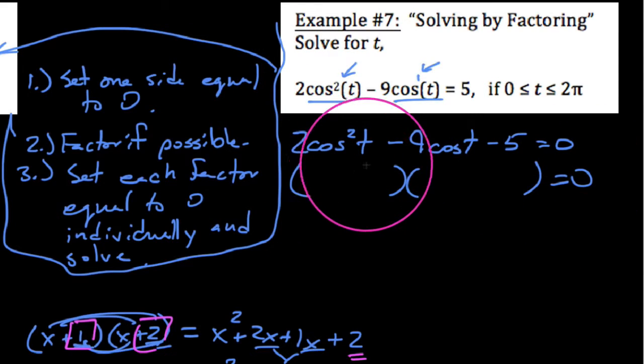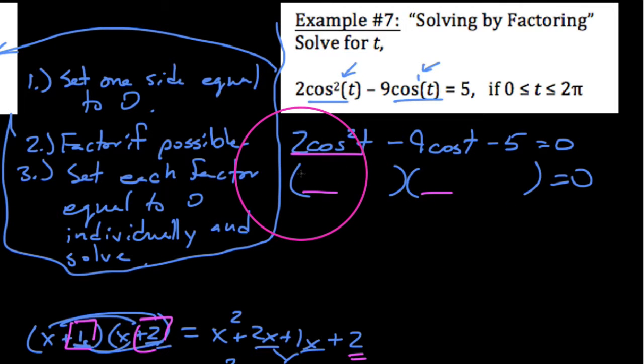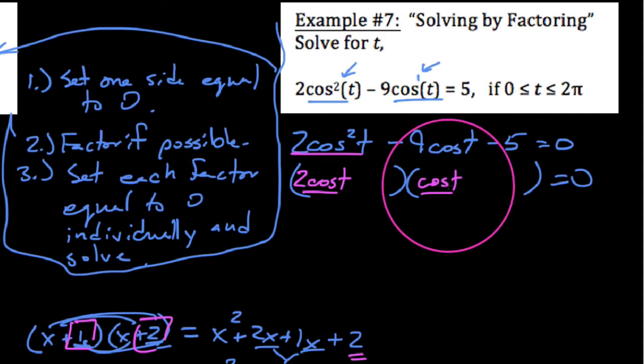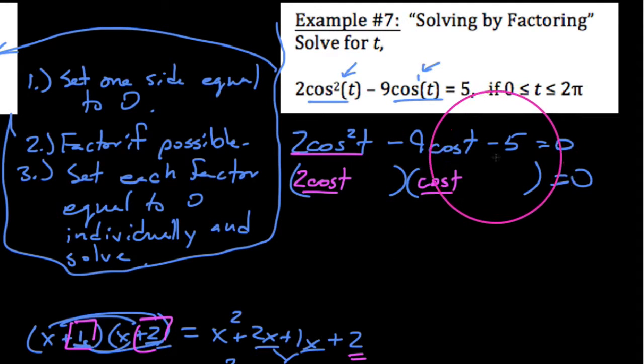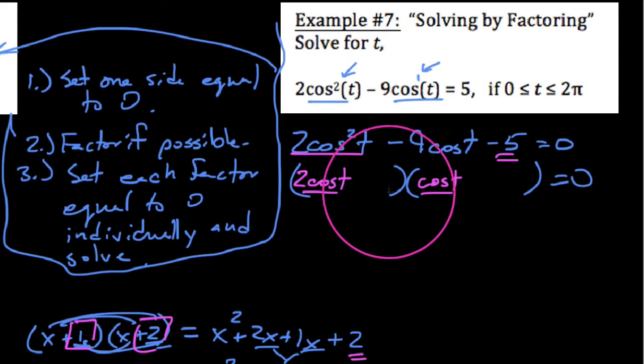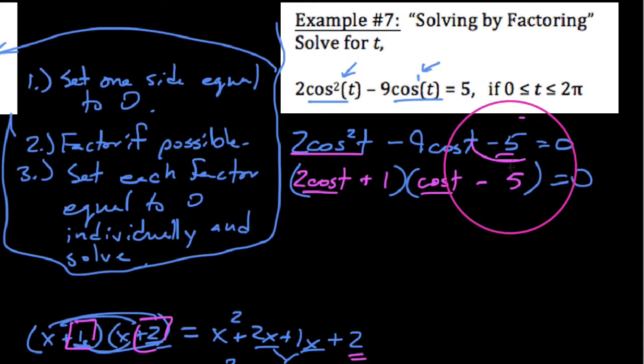Starting with our first term, what can I multiply here and here to get 2 cosine squared? I would think it'd have to be a 2 cosine and a plain cosine, because that would give me 2 cosine squared. And then I say, well, what could I multiply out to be a negative 5? Over here we used a positive 1 and a negative 5 combination. So I'll do the same thing. Positive 1, negative 5. So now I've guaranteed that term.